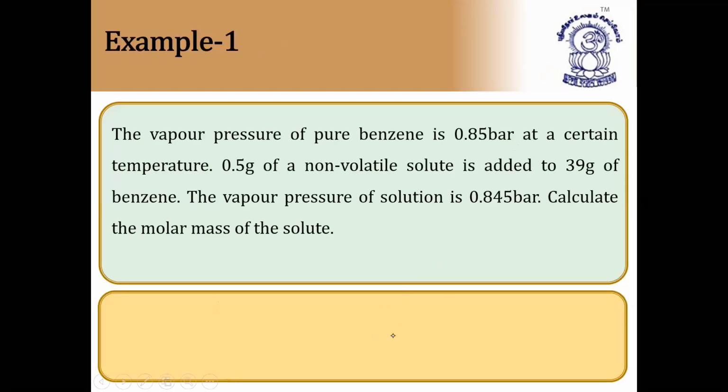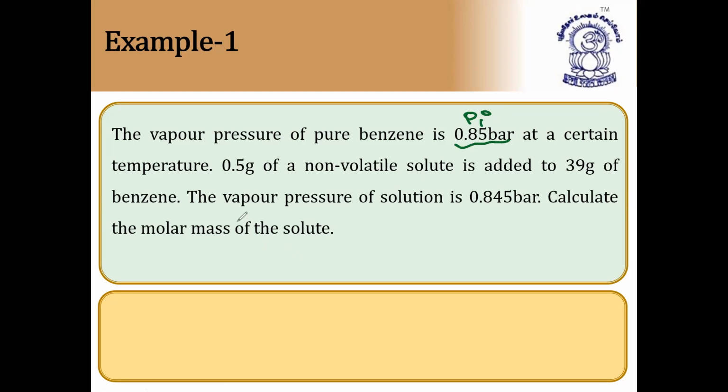Now, a question based on Raoult's law. You can just see how to solve these questions. The vapor pressure of pure benzene is 0.85 bars. So it is pure benzene, which means P1 naught is equal to 0.85 bars at a certain temperature.